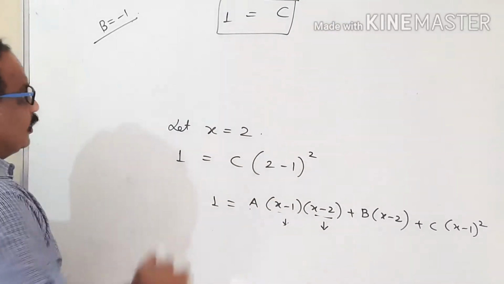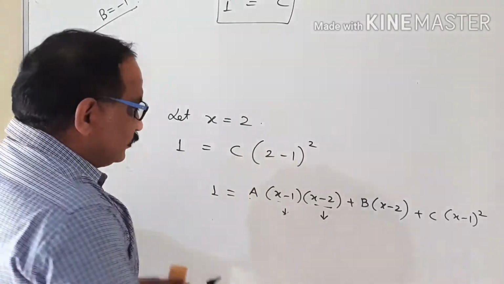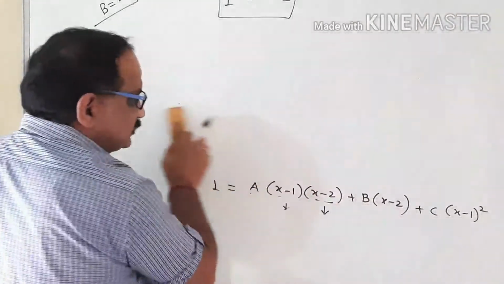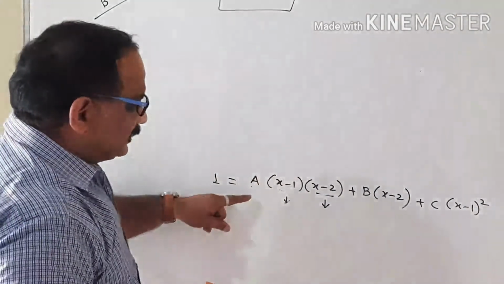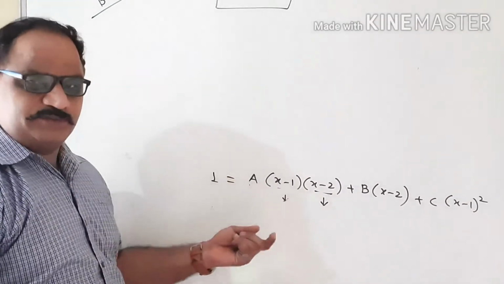That's it. Now b and c, both values we have. We are in need of one more value, so one more value we have to substitute here. And what should that be? Now it depends on our liberty. I am going to place 0 here, just for convenience, nothing else.